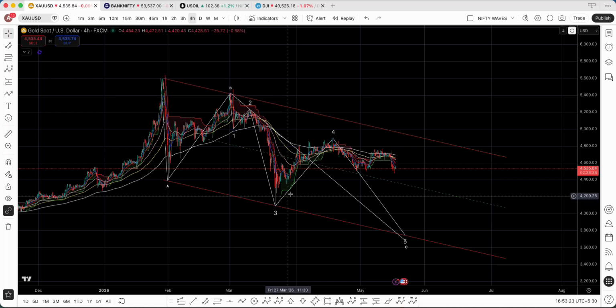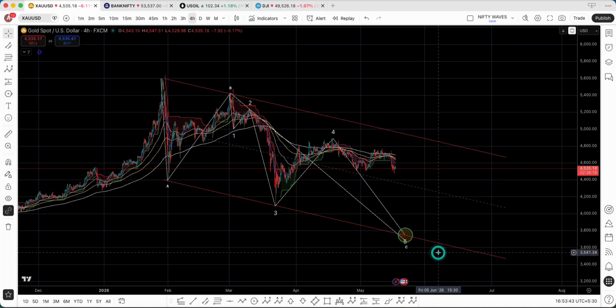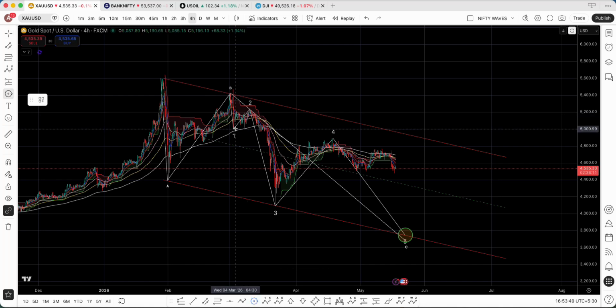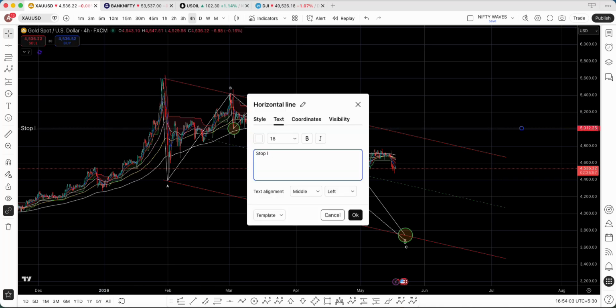It is possible that the fourth wave has indeed ended here or is getting a bit complex, and the fifth wave down is starting or has started already, and that's going to give you a target of 3,700 to 3,800, somewhere in this region here. And for this scenario to be invalid, we need an overlap with wave 1 over here. So if the price crosses 5,016, this scenario is out of the window, and we are headed up in the form of wave 3.